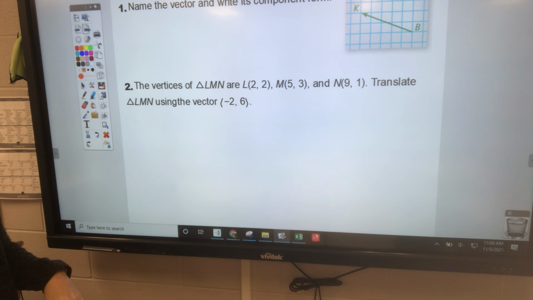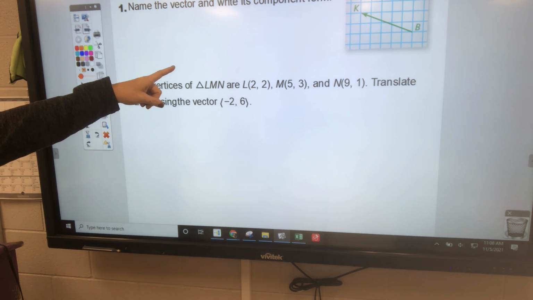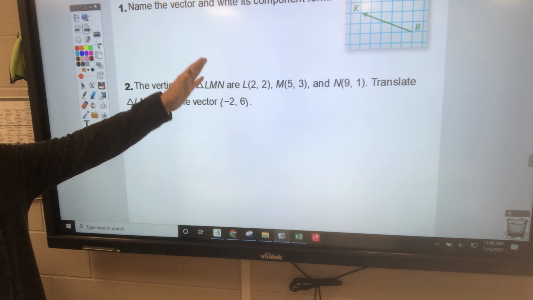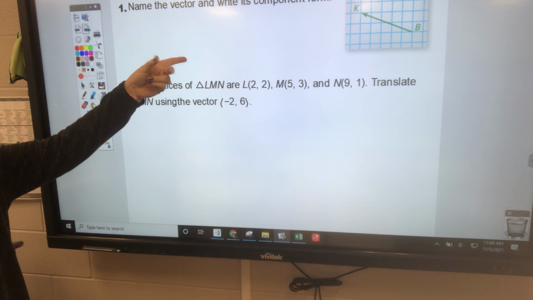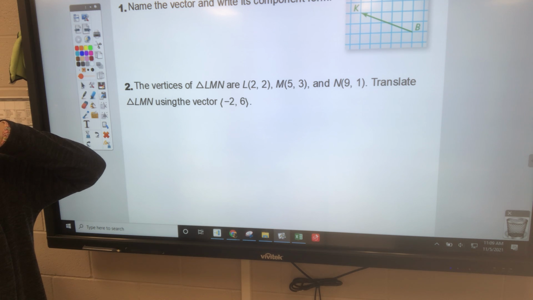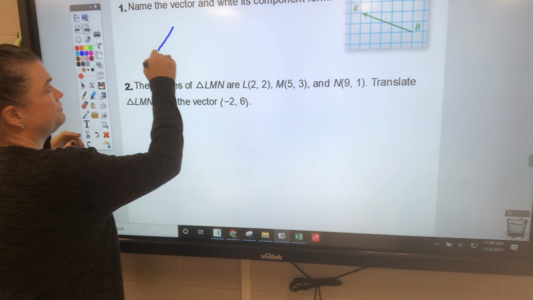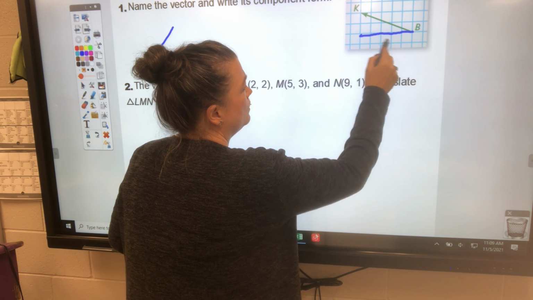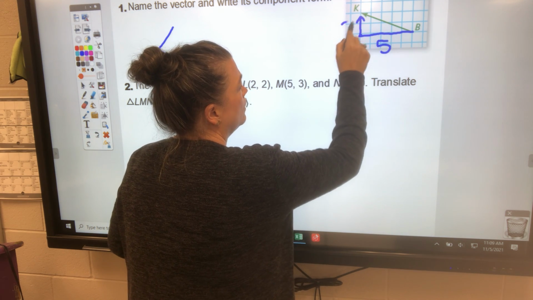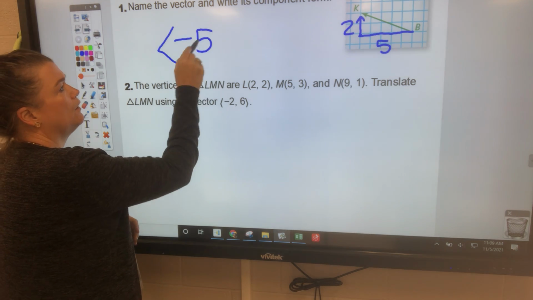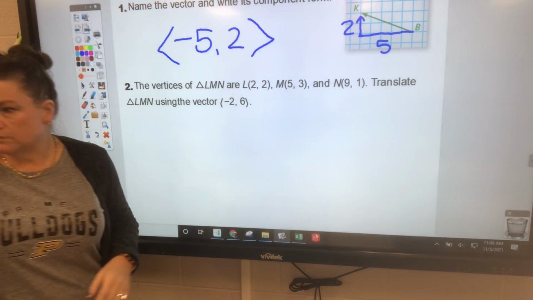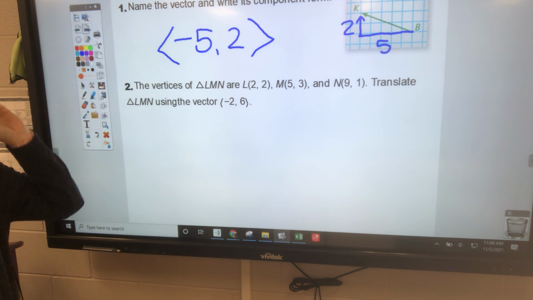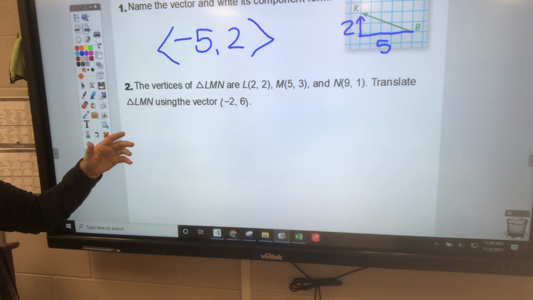Okay, can you name the vector? BK, not KB? BK. And then what would the component form be? What's component mean? That's the vector. <-5, 2>. I saw that it was more than 4, so I was like, -5. Because we went left, so it's negative. Negative 5, 2.